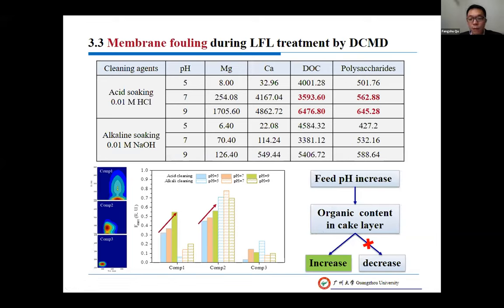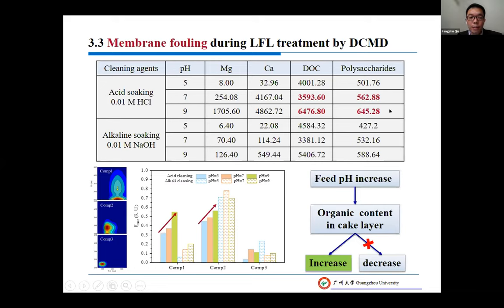To further understand the fouling, chemical cleaning was performed and the cleaning waste was analyzed. There are two interesting points in this result. First, we find that there are a lot of organics in the acid cleaning waste. Usually, we use alkaline cleaning to remove organic foulants. It's generally considered that acid cleaning is less effective in removing organic foulants. But we find that there are a lot of organics in the acid soaking solution.